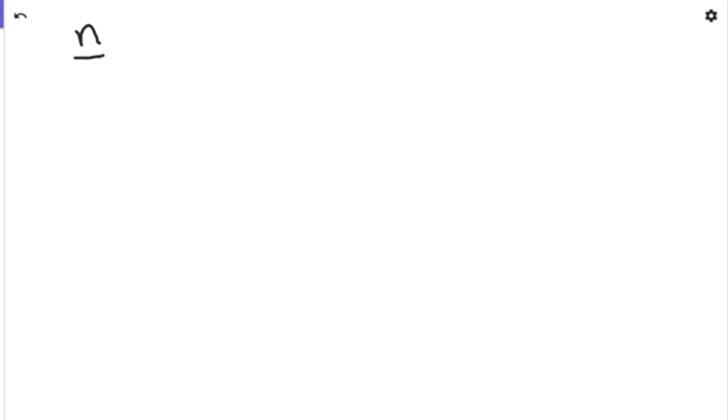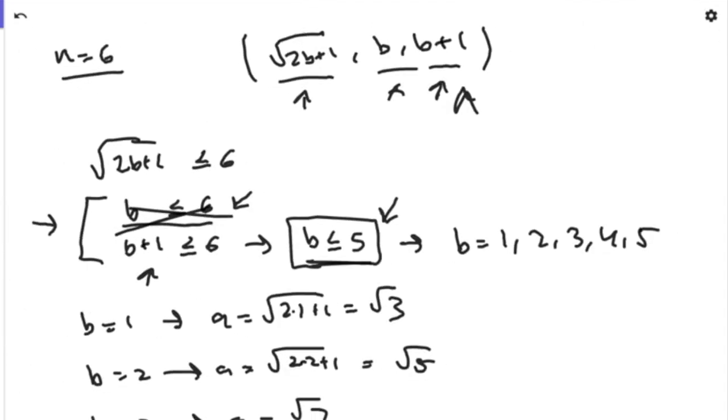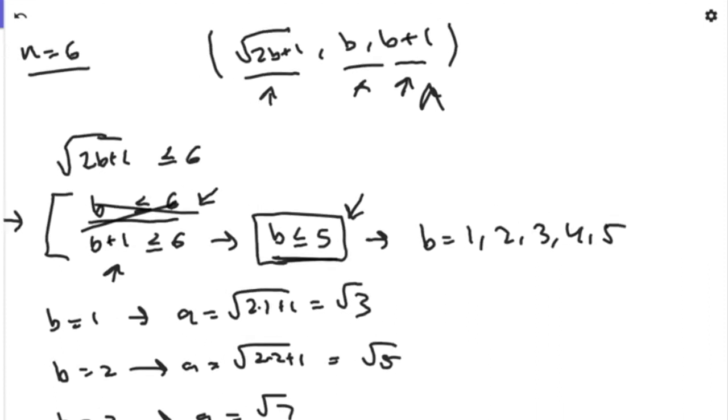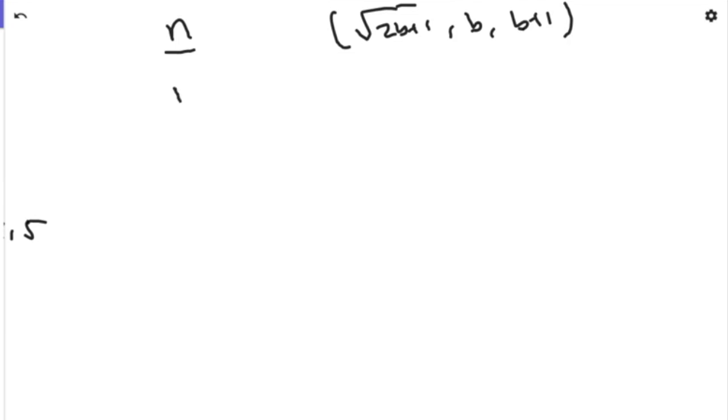So now let's move on to finding solutions for the general case. For any integer n, how many triples do we have: square root of 2b plus 1, b, and b plus 1, such that all numbers are less than or equal to n, and all of them are positive integers? So from the previous example we had back here, we noticed that the maximum value of b can be n minus 1. And we get that by setting the third equation, b plus 1 less than or equal to n, so b less than or equal to n minus 1.